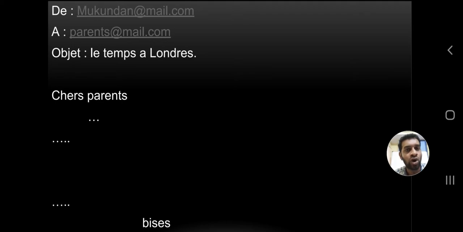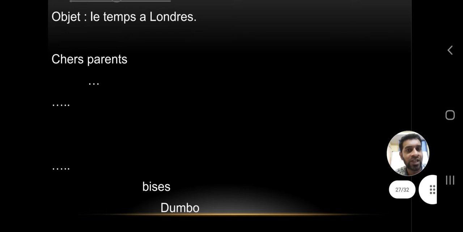Objet, le temps à Londres. Okay, so the weather in London. Le temps à Londres, the weather in London. A comes with an accent, so left to right, accent grave. Le temps à Londres. And then, chers parents, dear parents. Then you've got the dots where the body of the letter will be. Okay, the message will be.